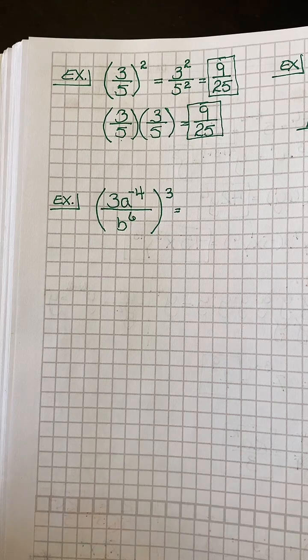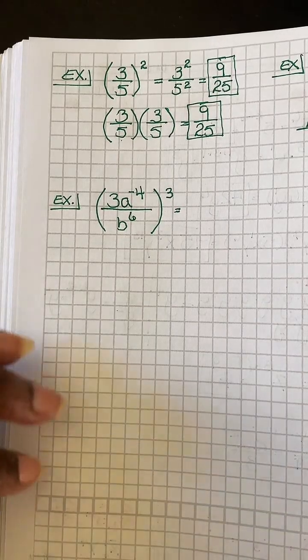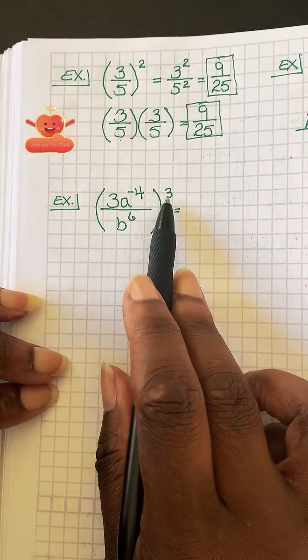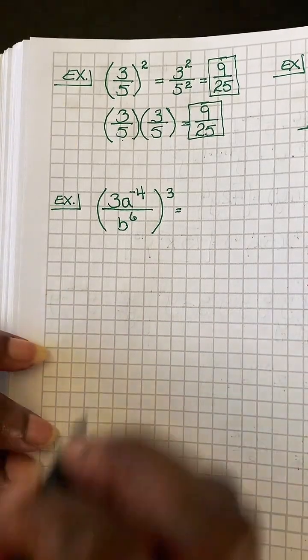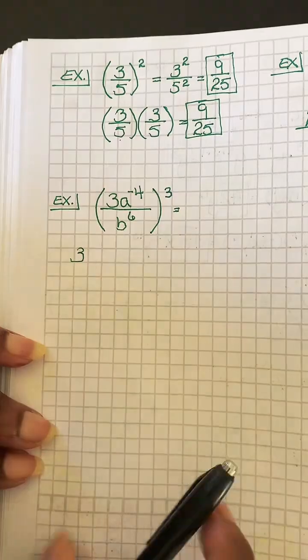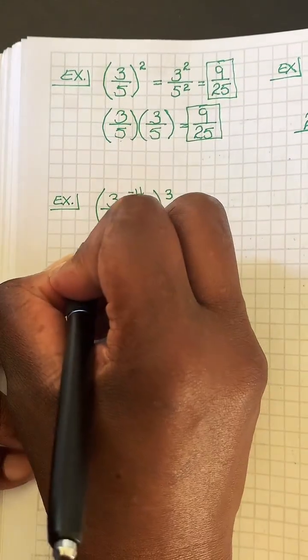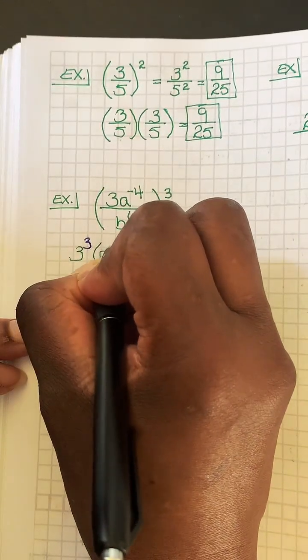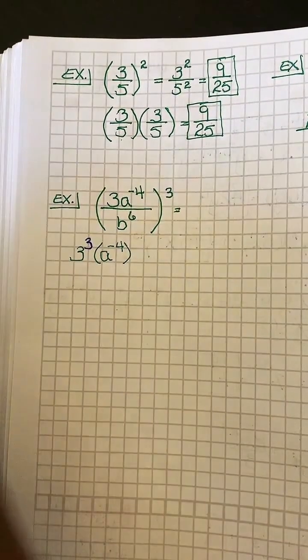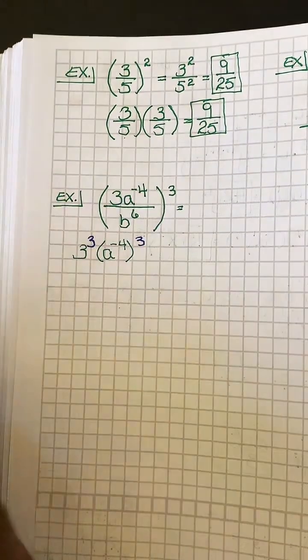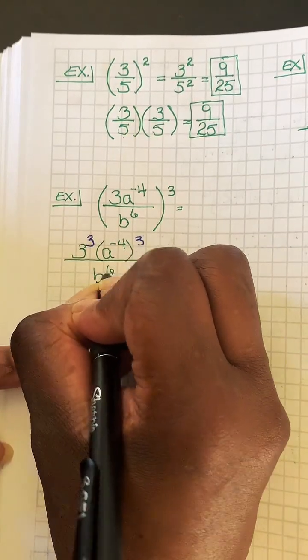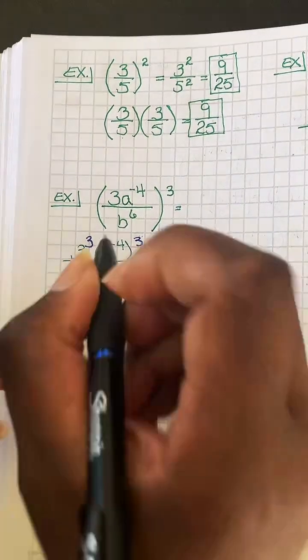Okay, there you go. All right, let's take a look. First off, we're raising everything to that third power. So my 3 is being raised to the third power. This a to the negative 4th is being raised to the third power. And over my b to the 6th, that's also being raised to the third power.